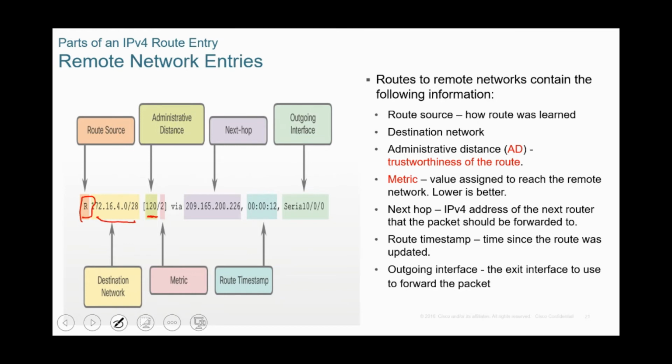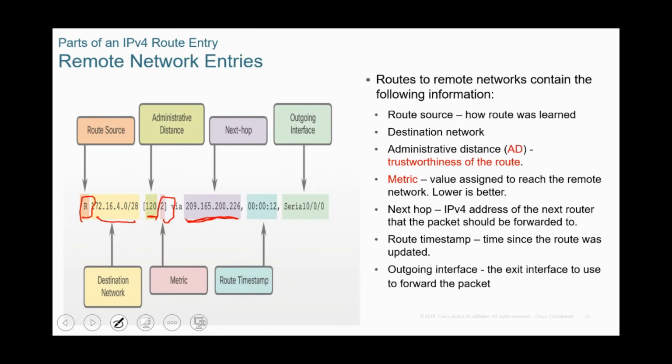So the next one, next to the administrative distance value, will be the metric. This metric, the second value in the brackets here, is a value assigned to reach the remote networks. Of course, the lower, the better. And the next hop IPv4 address, via. This information is to direct you to where you need to route your packets. So it will route to the next hop IPv4 address.